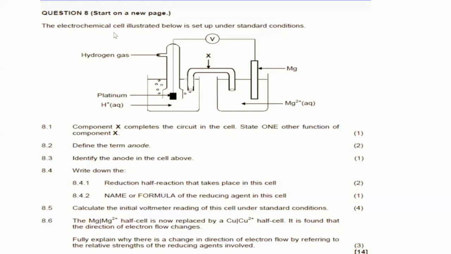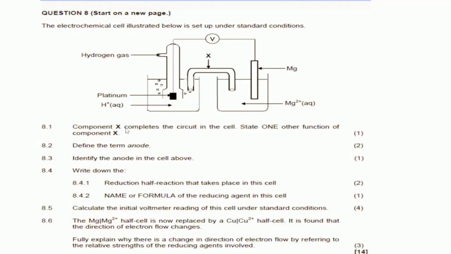It says the electrochemical cell illustrated below is set up under standard conditions. As we can see here, this is our hydrogen gas. But since it is a gas, we know that we need an inert solid here that will take the place of the electrode. So we have our platinum, and this is the H plus ion in aqueous solution. Then here we have component X, which we know is the salt bridge. And then here we have our Mg2 plus ions, and this is the Mg electrode.